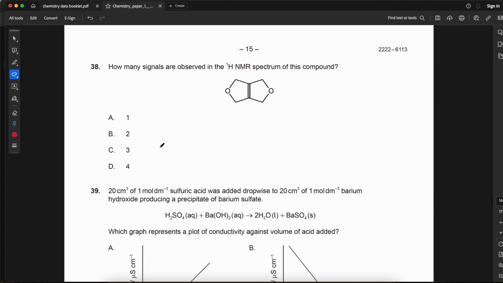Number 38, how many peaks are observed in the 1H NMR spectrum of this compound? As you can see, it is symmetrical. So if it's symmetrical, of course, only one peak will be produced in the 1H NMR, as it has one type of hydrogen environment.